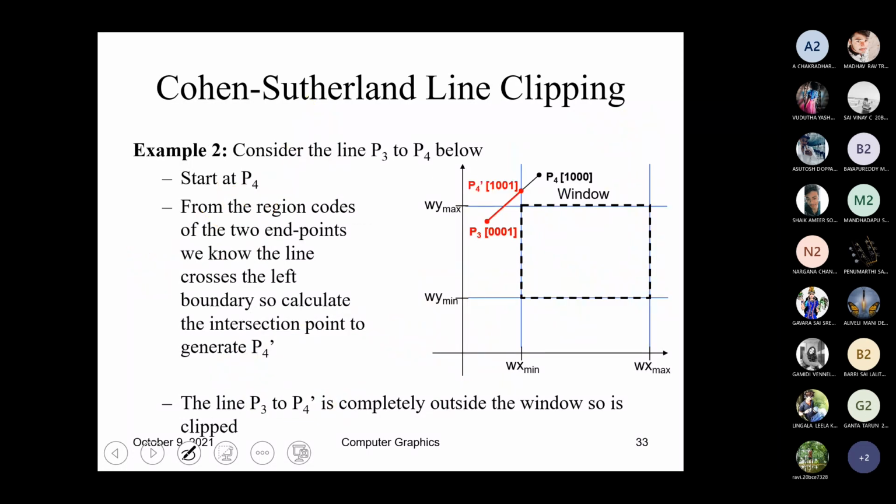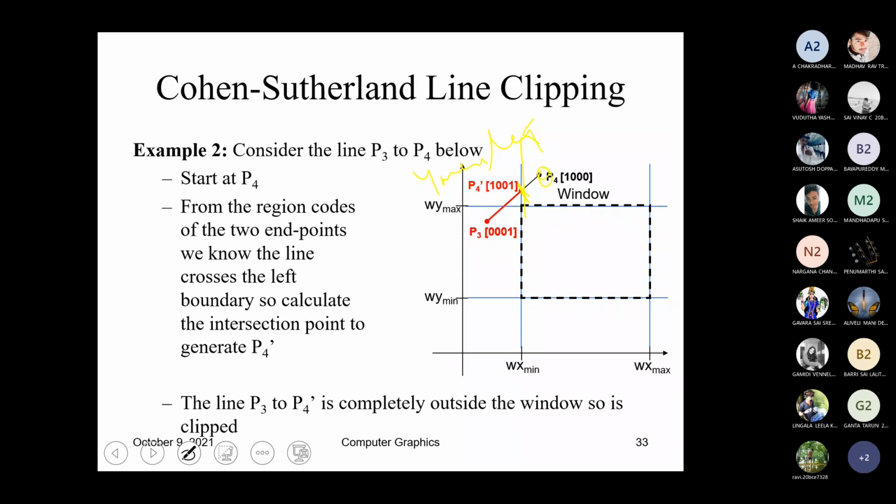Next one, you are going to consider P3, P4. In this case, you are starting with P4, and then you start from the end point to know whether the line is crossed towards the left or not, right? So you can calculate the intersection point till the line, right here. So this is your left coordinate. In this case, you will consider y max. So the line P3 to P4 is completely outside the window. So what will you be doing? You will be clipping it off.